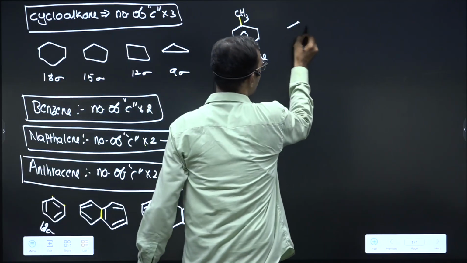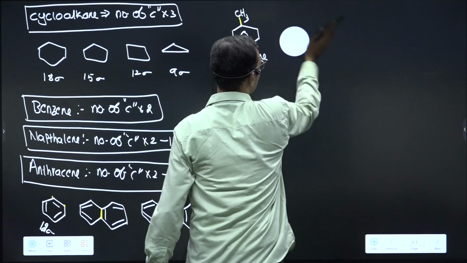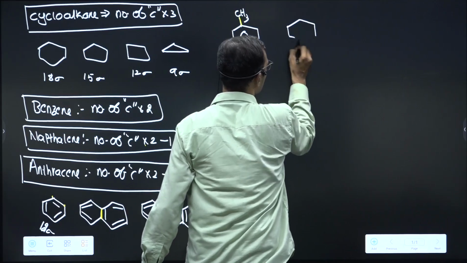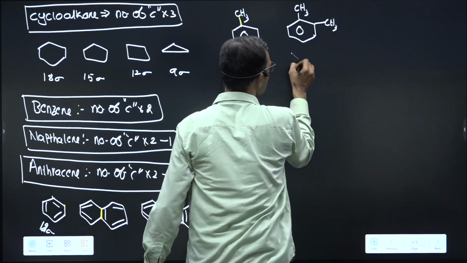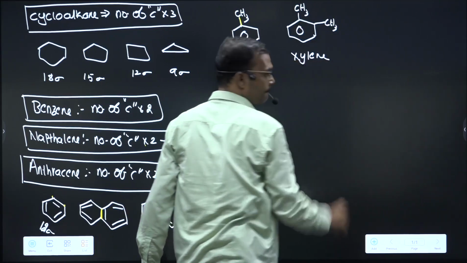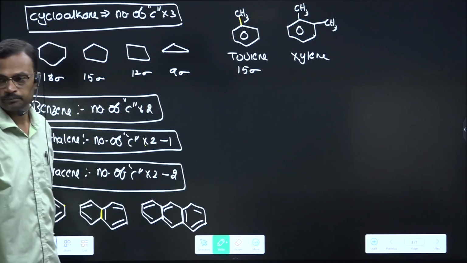Okay. So how many sigma bonds are present in this one? This is C8H10. What is this? Xylene. Orthoxylene.